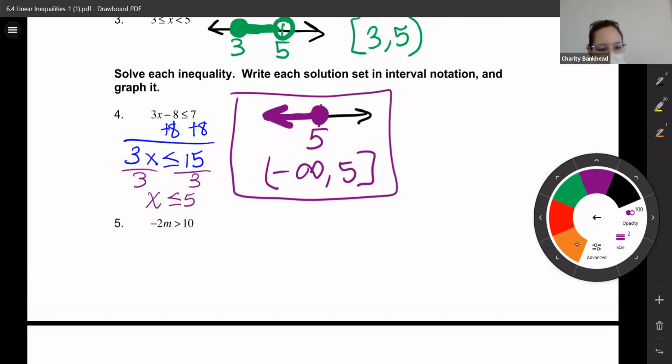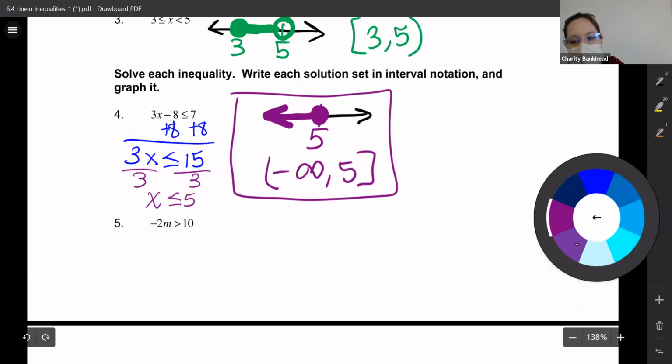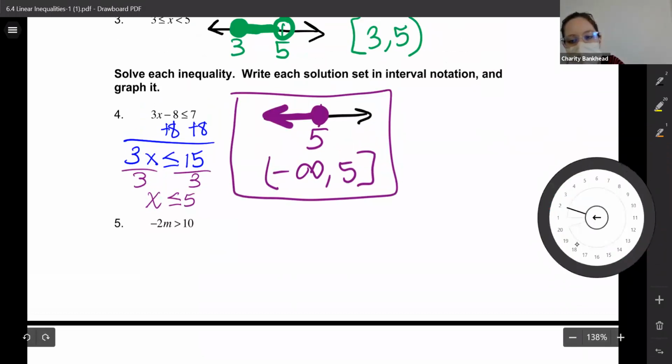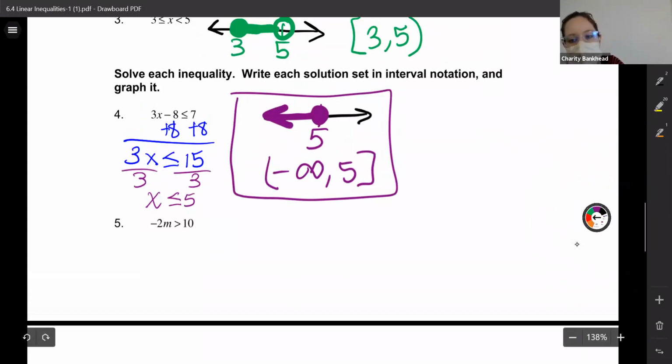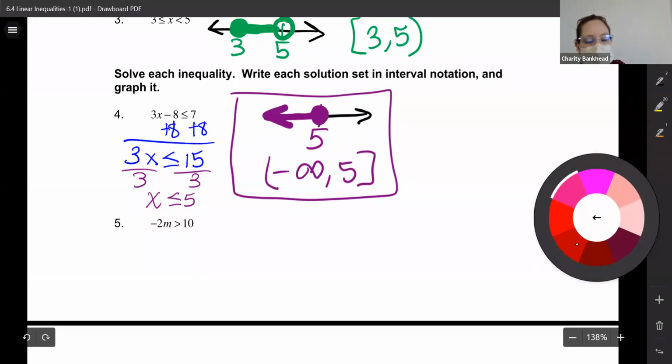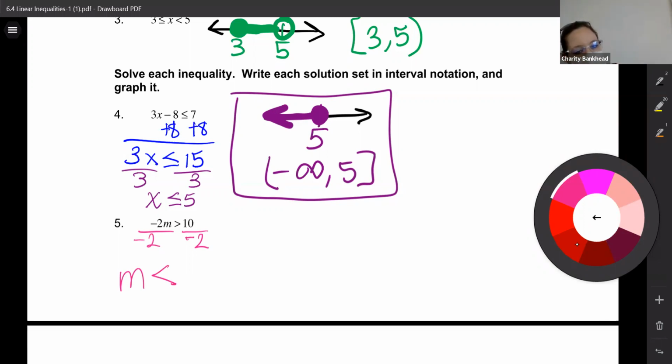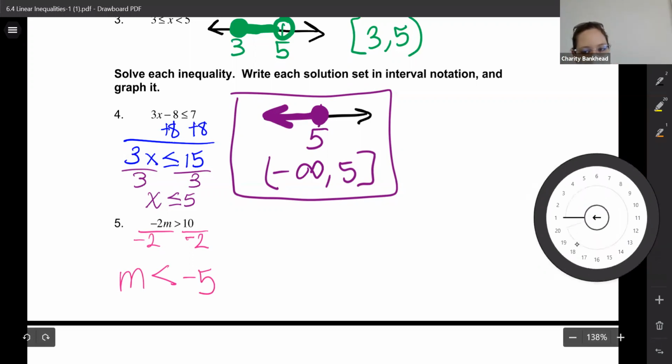Okay, number 5. All right, so we just need to divide both sides by -2. So that means we are dividing by a negative, which means we flip that inequality symbol. So instead of greater than now, it's going to say less than. So it's going to be m is less than -5.